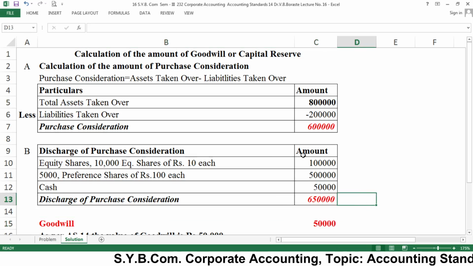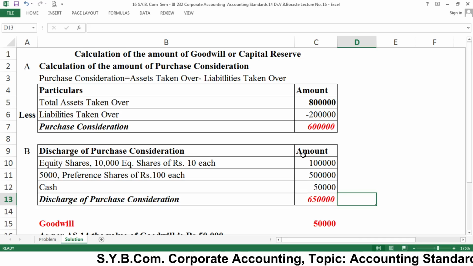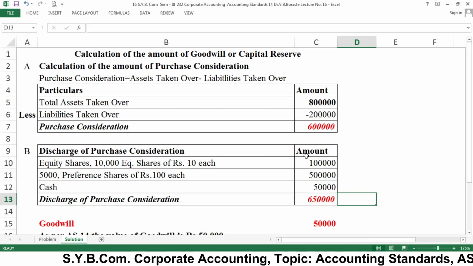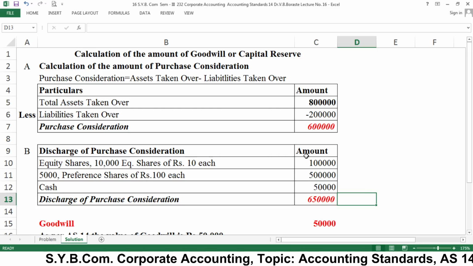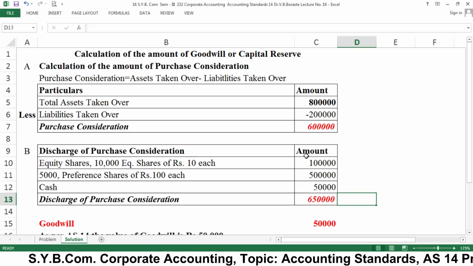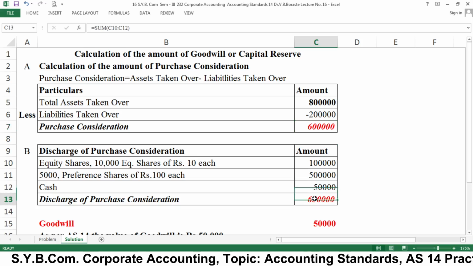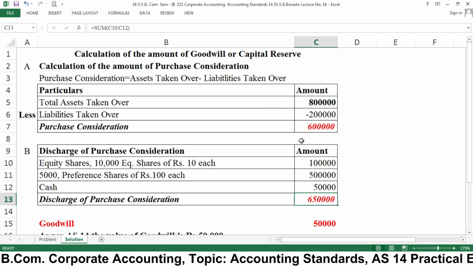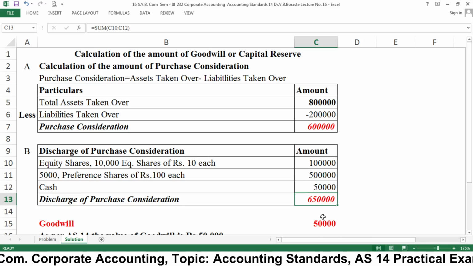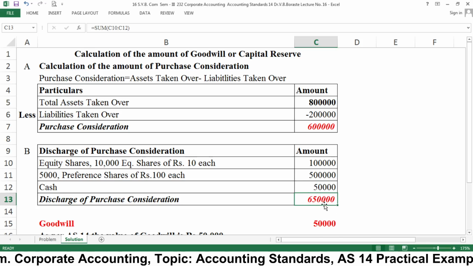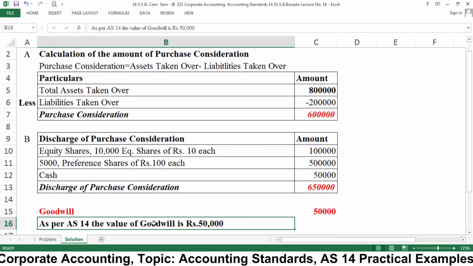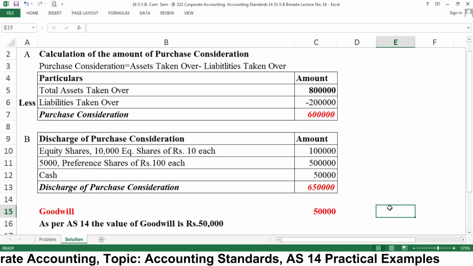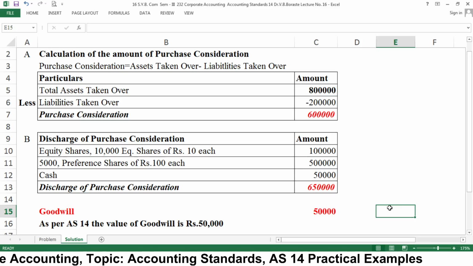In the last example, the purchase consideration was 18 lakh and we paid a discharge of 17 lakh. So there was a capital reserve of rupees 1 lakh, because PC was 18 lakh and discharge was 17 lakh. That means 1 lakh was shortage. But in this example, PC is 6 lakhs and we are going to pay an extra amount. So that extra amount will be called goodwill, because the valuation of the company which we have taken over is 6 lakh, but we are going to pay 6 lakh 50,000. So 50,000 is an extra amount and it is called goodwill. So as per accounting standard 14, the value of goodwill is rupees 50,000.